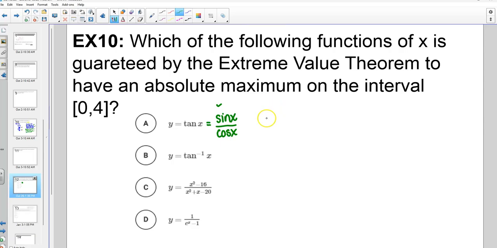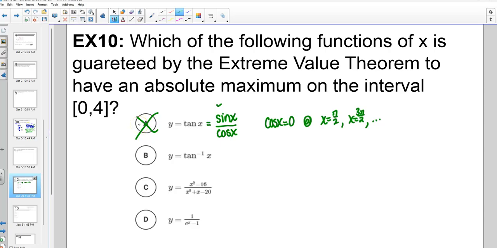Denominator equals 0. So cosine of x is going to equal 0 at x equals pi over 2, also x equals 3 pi over 2, and so on. But pi over 2 is 3.14 something divided by 2. Is that between 0 and 4? Yes. So you have a vertical asymptote of tangent in this interval. It cannot be A.